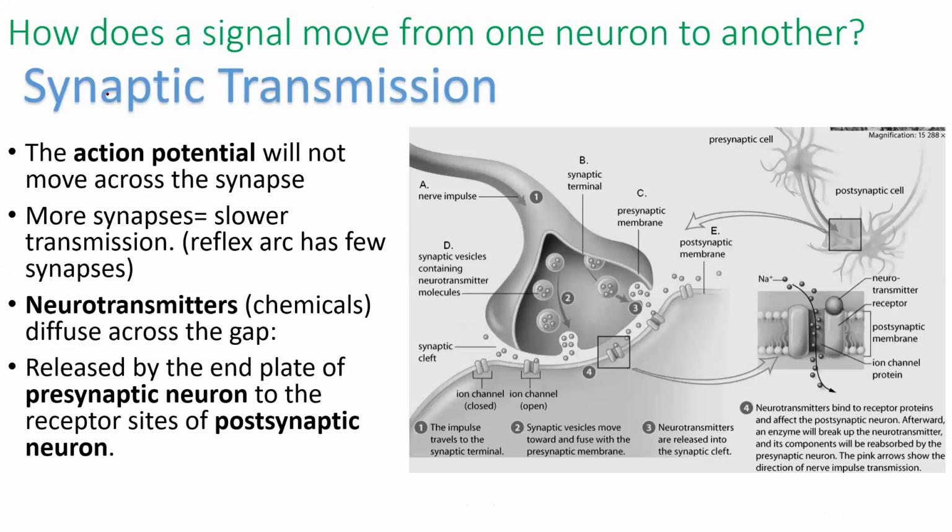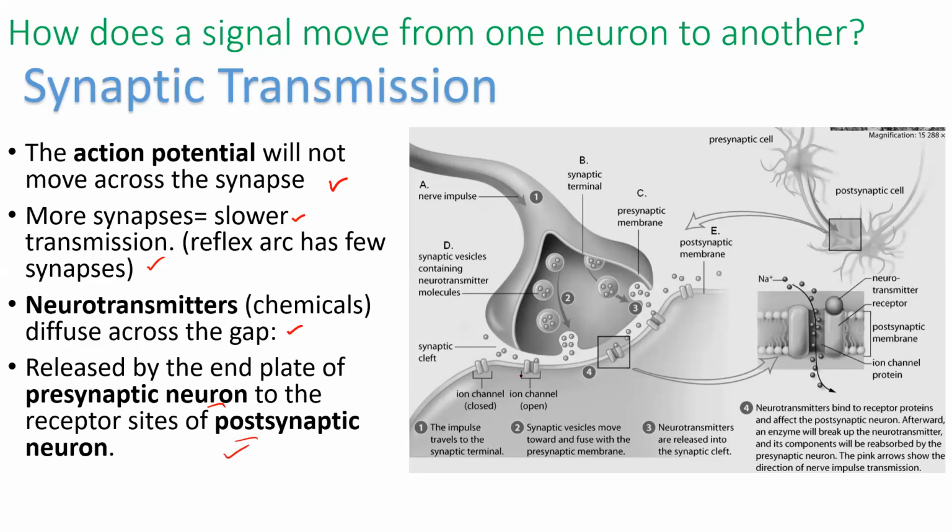So synaptic transmission, how does a signal move from one neuron to another or to an effector like a muscle? The action potential will not move across the synapse. More synapses, slower transmission. So a reflex arc has few, so it's pretty fast. Neurotransmitters are chemicals that diffuse across the gap, and they're released by the end plate of the presynaptic neuron to the postsynaptic neuron.